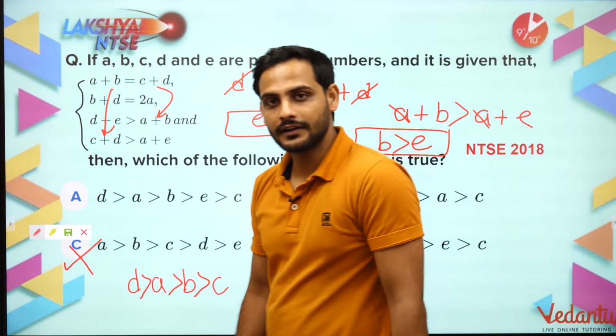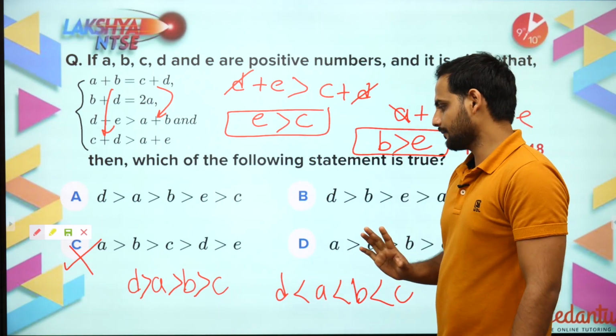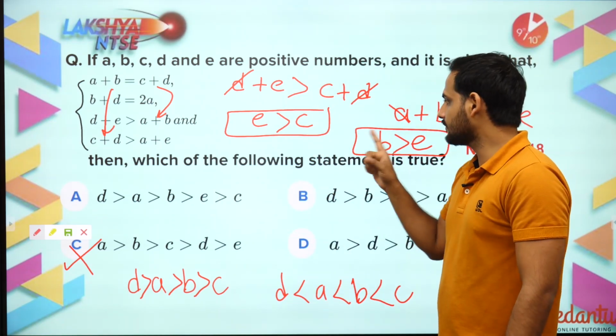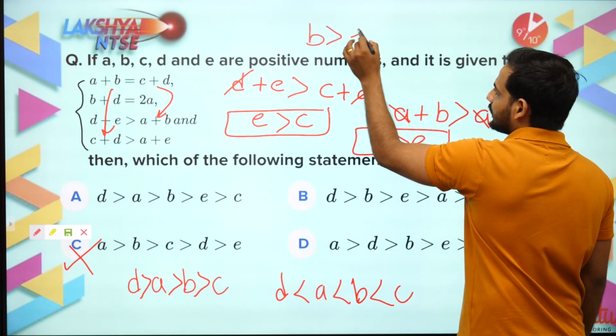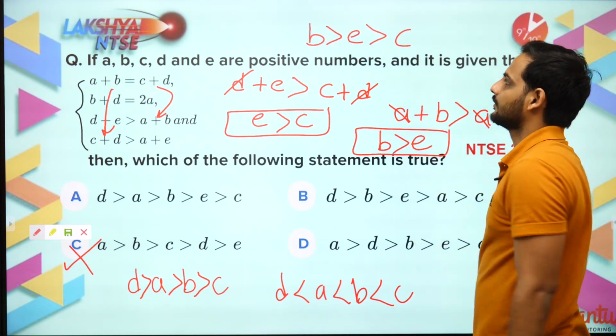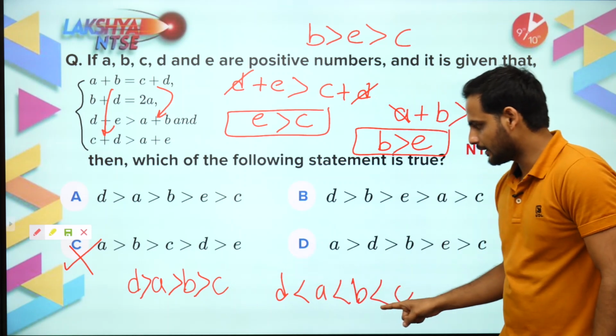B is greater than E. So now what do you have? E is greater than C. Okay. And B is greater than E. That means the order is B is greater than E and E is then C. Correct? Now you were confused whether this one will be there or this one will be there.